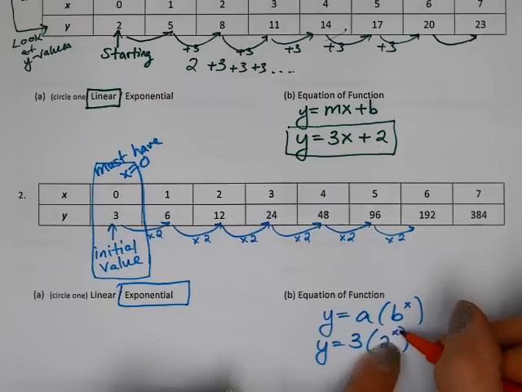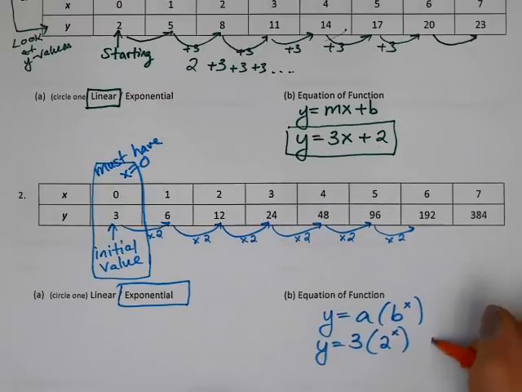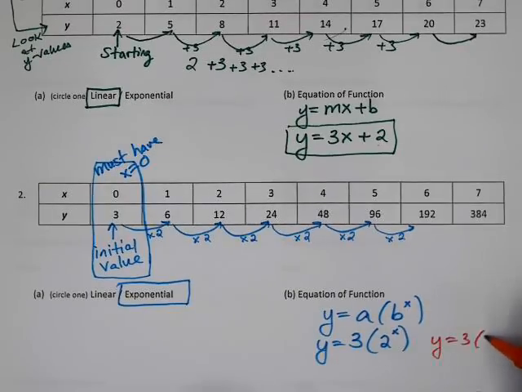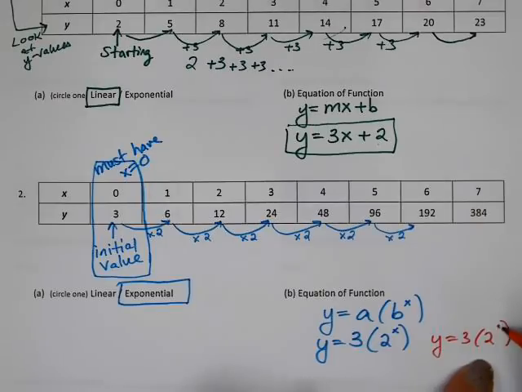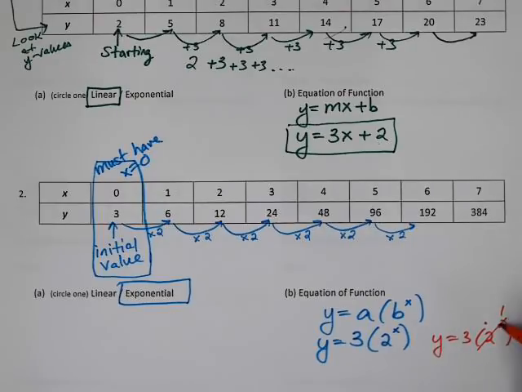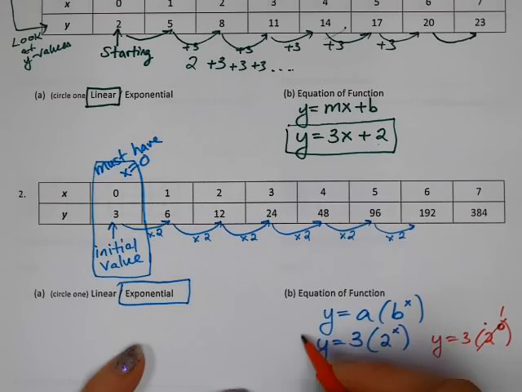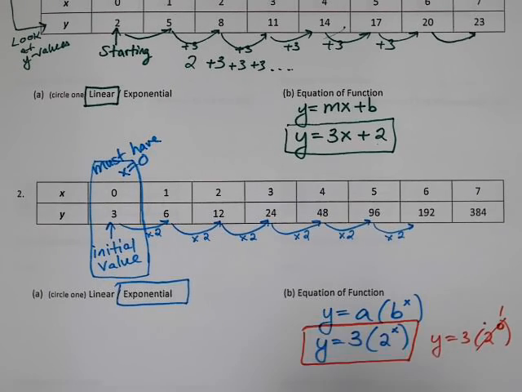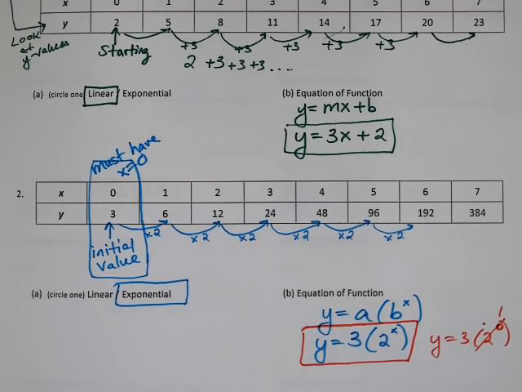If I were to put zero in, y equals 3. If I say 2 to the 0 power, that becomes a 1, and then the answer is 3. So you have to have 0 as your initial x value. All right, I think this is the right equation. I definitely want to check though. I'll just check 0.